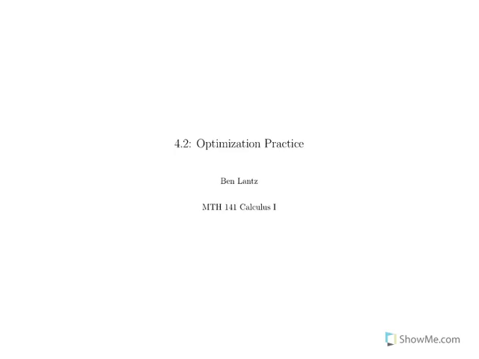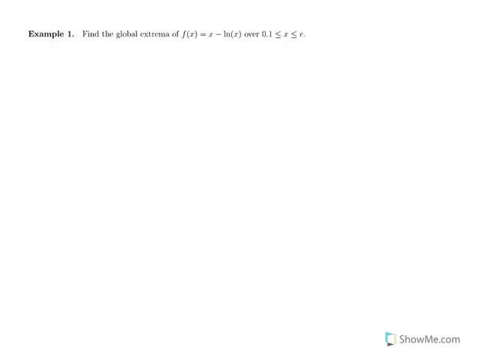In this video, we're going to look at some practice problems dealing with the process of optimization for both closed and bounded domains and ones where we don't have that quality. So first, let's look at finding the global extrema, that is the global min and global max, of f of x equals x minus natural log of x over 0.1 less than or equal to x less than or equal to e, which is an equivalent way of saying on the interval 0.1 to e.